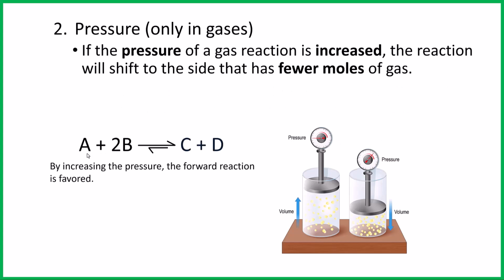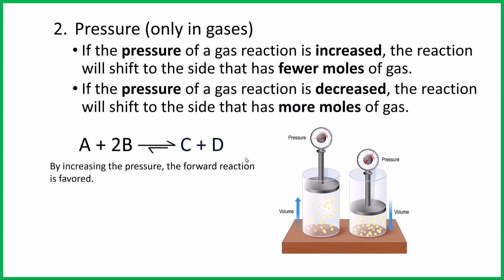So looking at an example here, if these were all gases and we had 3 moles of gas in the reactant side and 2 moles of gas on the product side, and we increase the pressure of all of these, suddenly these would be more crowded because there are more particles on that side that has more moles, and so the pressure would cause the reaction to proceed more in the forward direction than in the reverse direction.